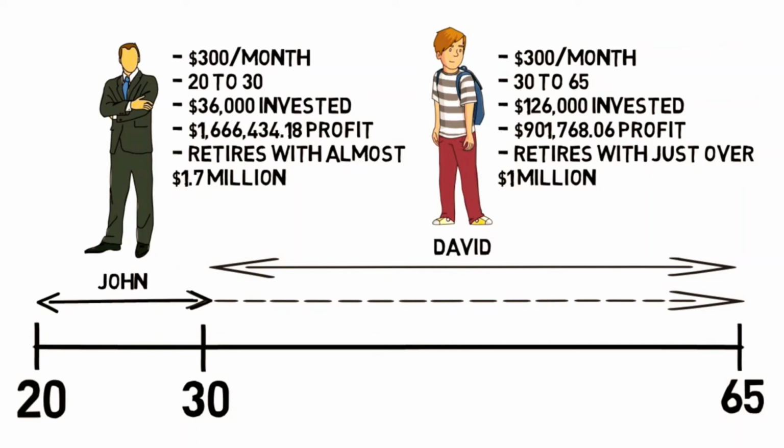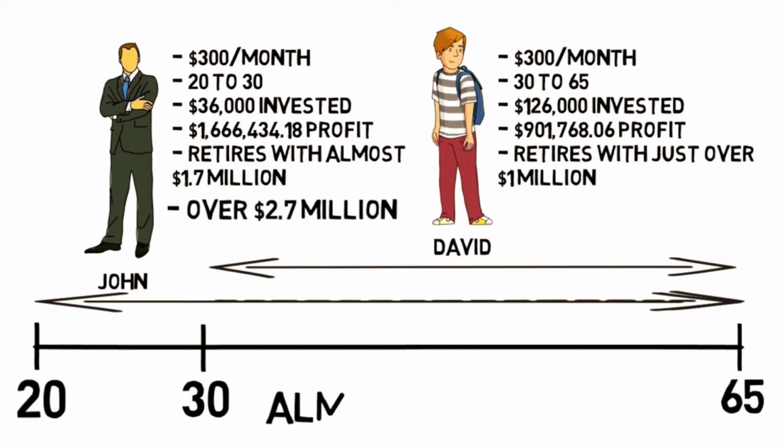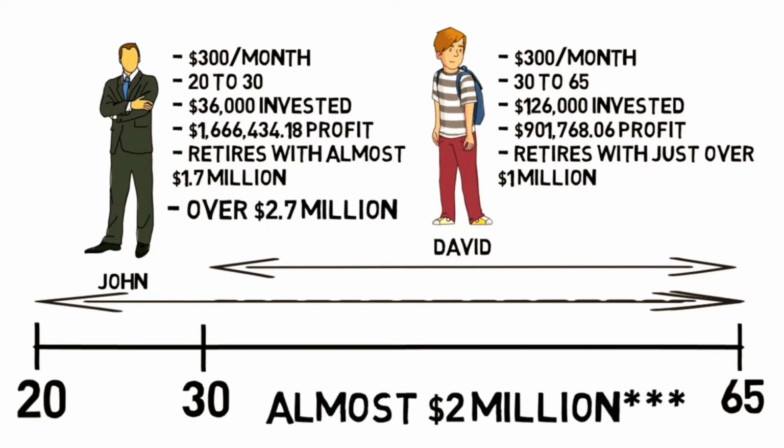Now, if John were to continue his investments of $300 a month from the time he was 20 until he was 65, he would have invested a total of $162,000 and made over $2.5 million in profit, totaling his investment at over $2.7 million. That's over $2 million more than David made just from starting on his investments 10 years earlier.